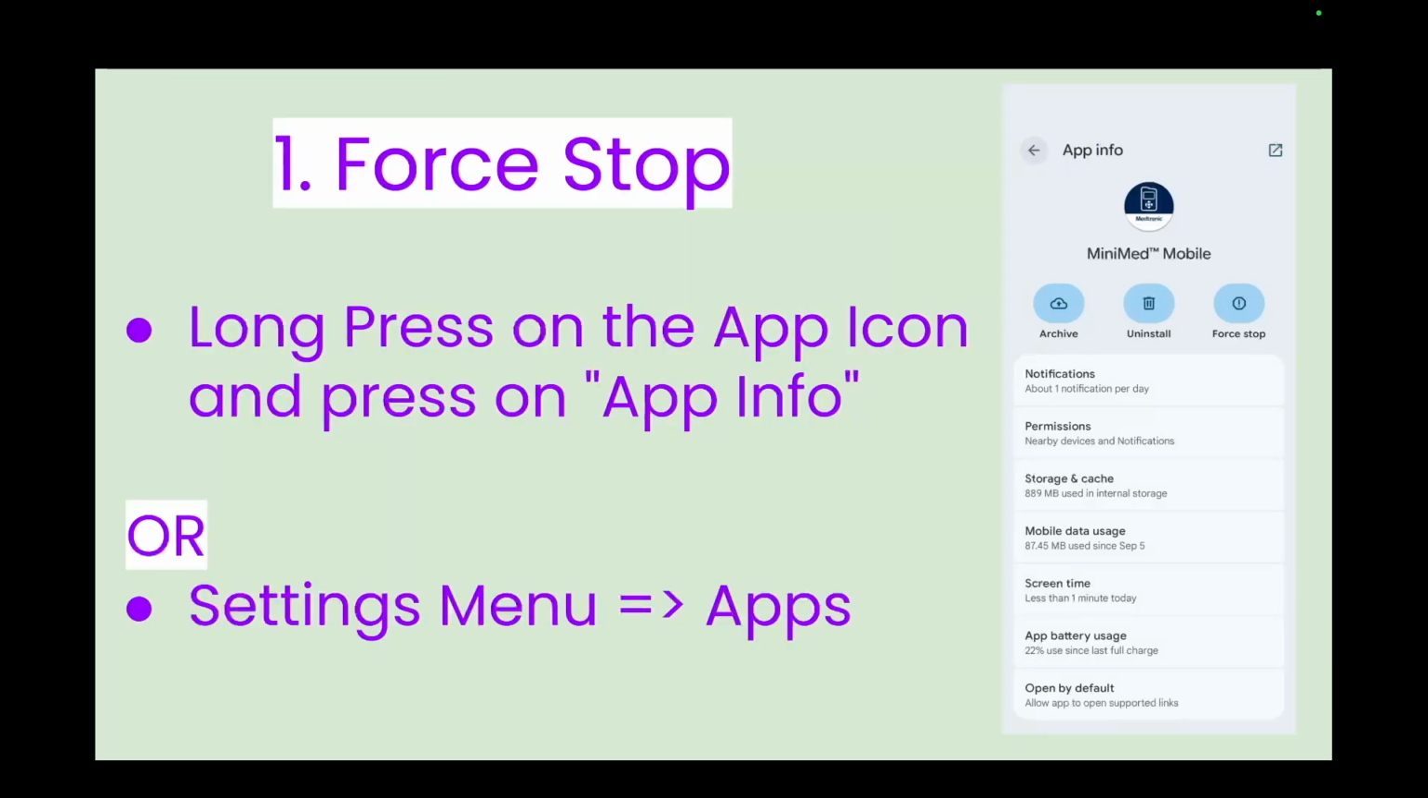Number one, I force stop. I make sure I shut down that MiniMed mobile app. On Android, you can long press on the app icon and press on app info, or you can go to the settings menu and then apps. Once you find the screen, open it up. It says app info, and click on force stop.